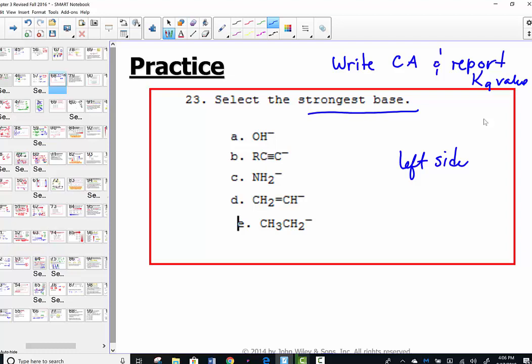Who is at the very, very bottom of the right side of your pKa chart? That's the strongest base. Well, the strongest base has a conjugate acid that we just talked about as being a very poor acid. Ethane, CH3CH3, a very poor acid, creates a very strong conjugate base.